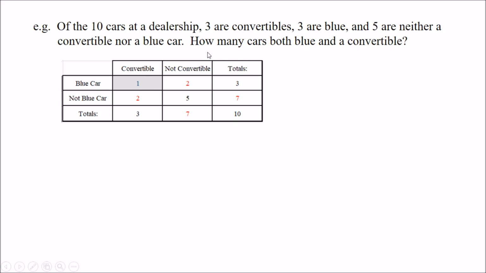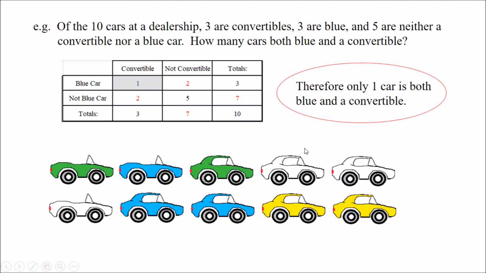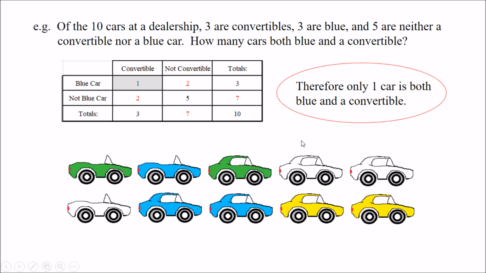That's the answer we were looking for. How many cars are both blue and convertible? And that would be 1. Only 1 car is both blue and a convertible. And here they were. You'll notice 3 convertibles, 3 blue cars, and 5 that are neither blue nor convertible. Only 1 car was a blue convertible.